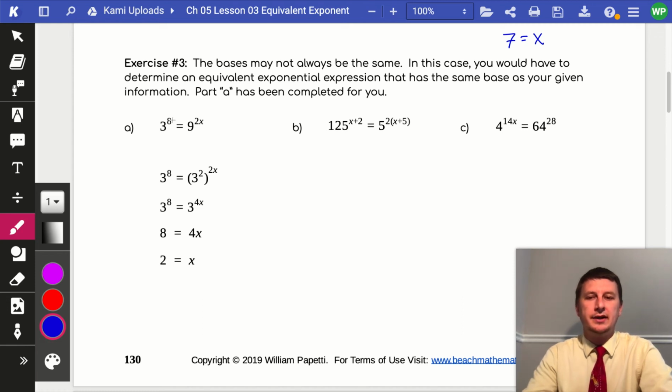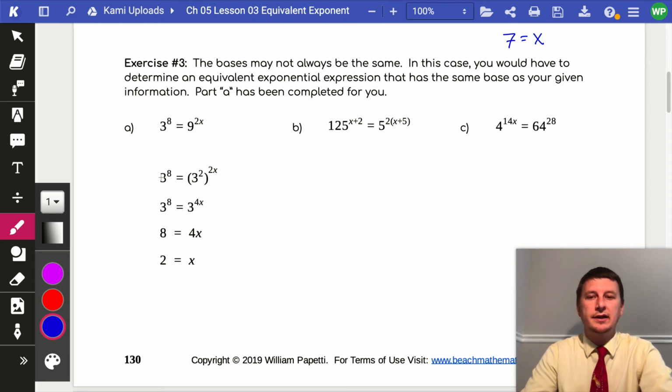Now, we only know that the exponents are equivalent when the bases are the same. But in this case, the bases are not the same. And when we have a case where the bases are not the same, we want to look at each of these numbers and see if we could transform one of these bases into an equivalent exponential expression. So what I mean by that is this 9, we should recognize that 9 is a perfect square of 3. So I could rewrite the 9 as 3 squared, which is what I did in the first step.